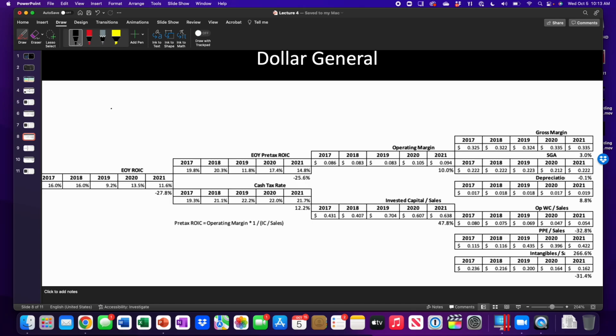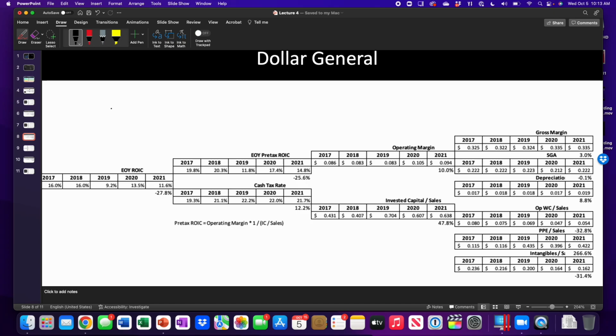can you read the numbers? Do you want to stand up and come a little closer? A little bit easier? Or look at that screen, one of the two. That's okay. So the cash tax rate, you said hurt the ROIC? Yeah, end of year ROIC, it rose from 19.3% to 21.7%.